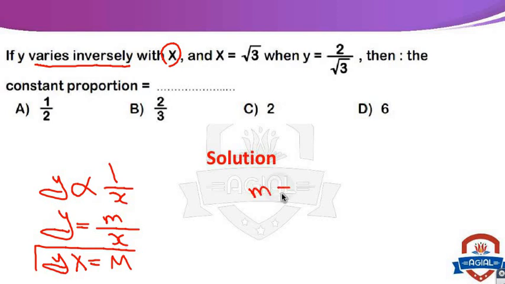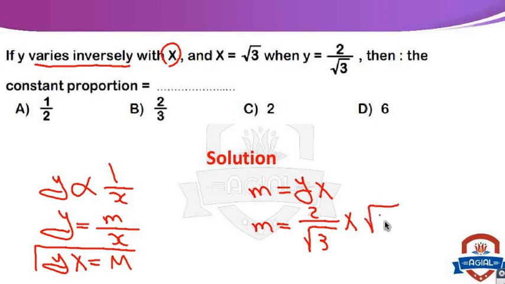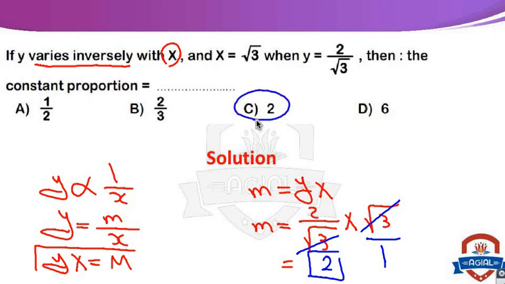Then m, the constant, equals yx. m equals 2 over square root of 3 times square root of 3, which equals, square root of 3 in the denominator cancels with square root of 3, which equals 2. The constant equals 2. Letter C is correct.